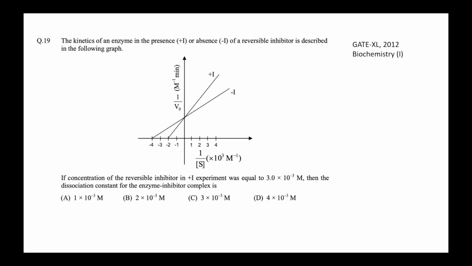So this question states that the kinetics of an enzyme in the presence or absence of a reversible inhibitor is described in the following graph. So, if the concentration of reversible inhibitor in plus I experiment was equal to 3 into 10 to the power minus 3 molar, then the dissociation constant for the enzyme inhibitor complex is.